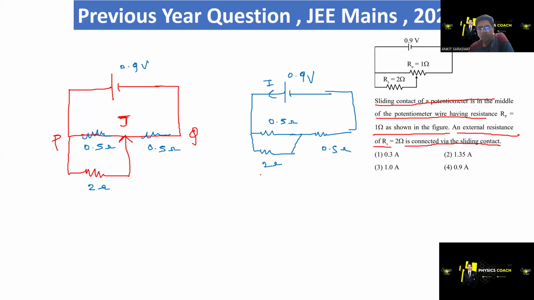So simply find the equivalent resistance. 2 ohm and 0.5 ohm are in parallel. Then its equivalent will be in series with 0.5. So directly if you solve, solve fast. Give me the answer fast.